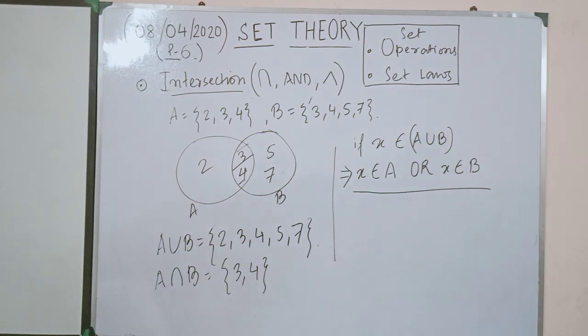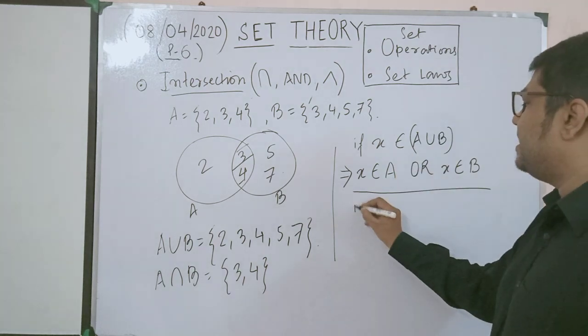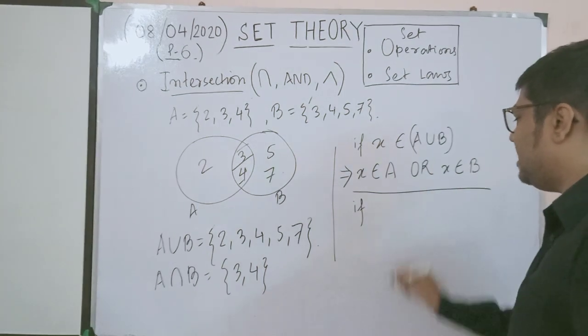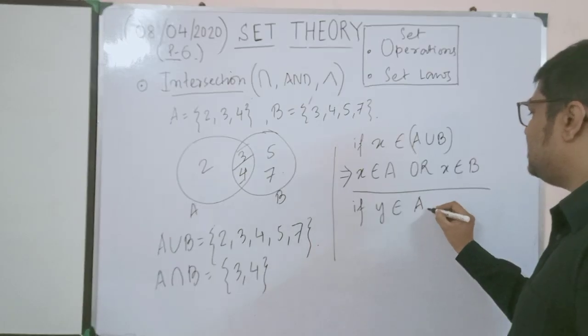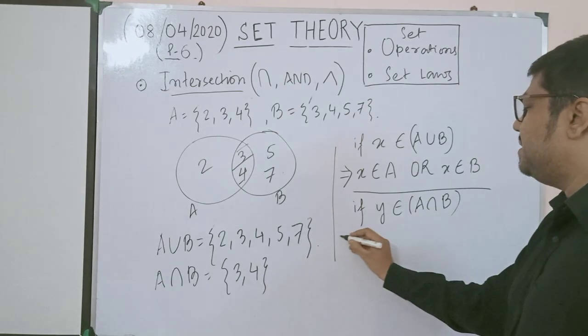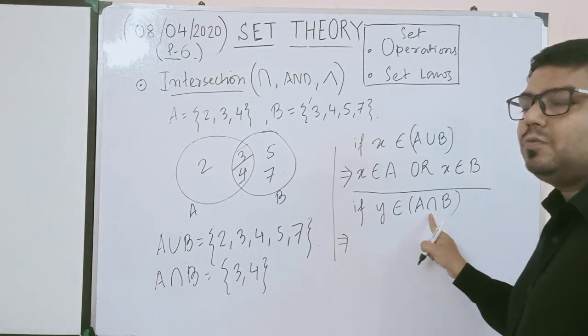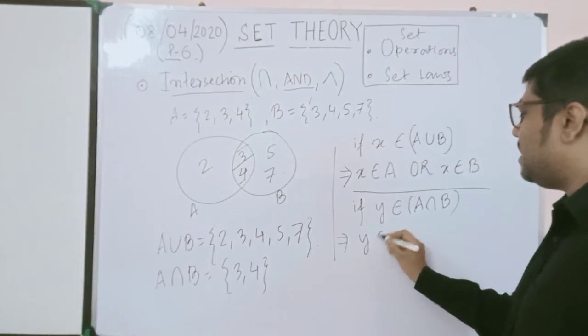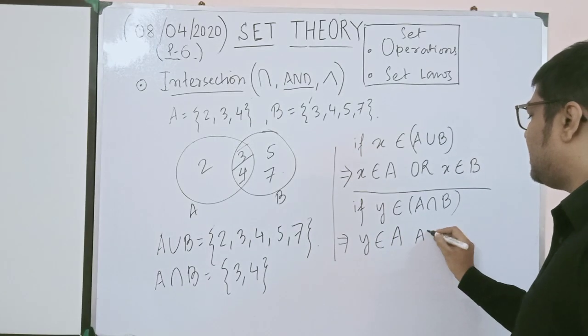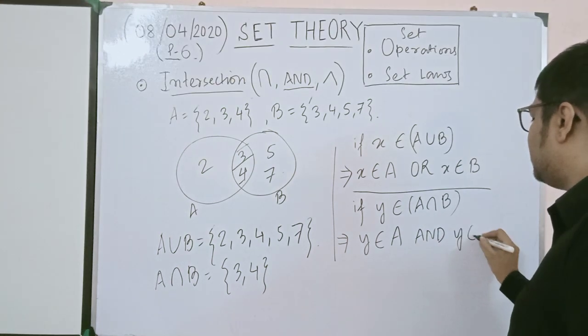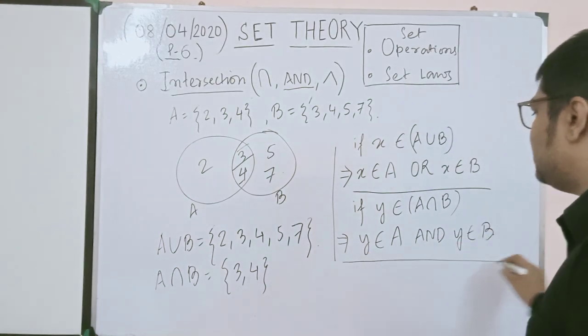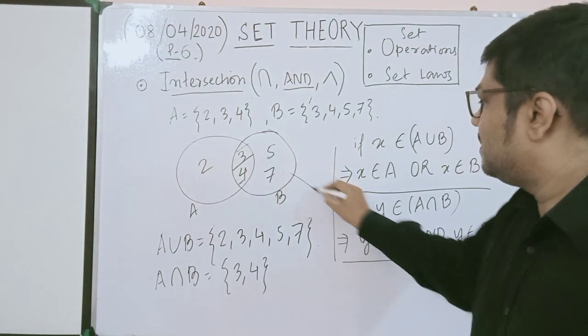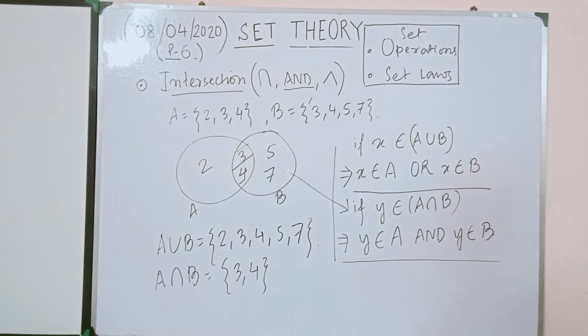Okay, so if I want to write it in these algebraic terms, what shall I write? Say if y belongs to A intersection B, that means this intersection has to be replaced by AND. Look here, I have written AND. That means it implies that y is present in A and it is also present in B. So this is the meaning of this intersection.